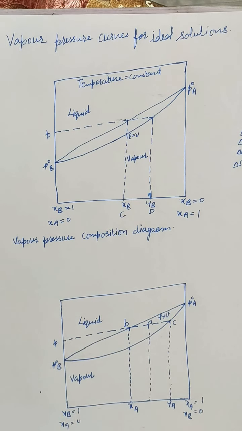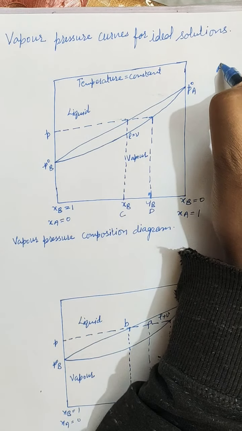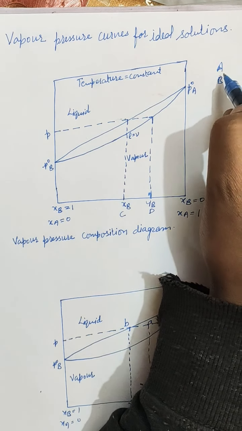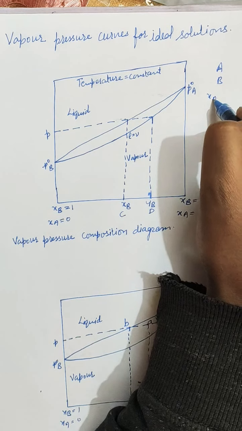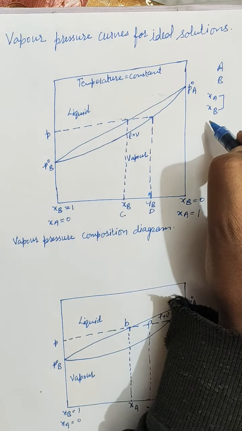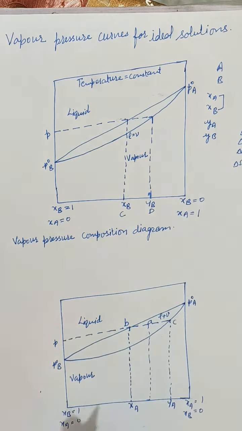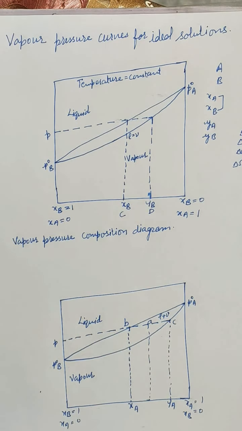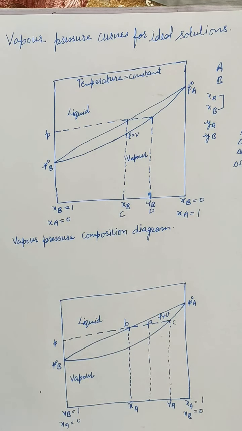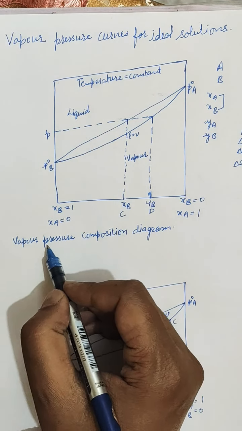So first of all, consider a binary solution containing components A and B. Correspondingly, the mole fraction of A will be XA and the mole fraction of B will be XB in the liquid state, whereas in the vapor state they will be YA and YB. In the vapor pressure composition curve, both the states, liquid and vapor, can be shown in one diagram, as shown here.